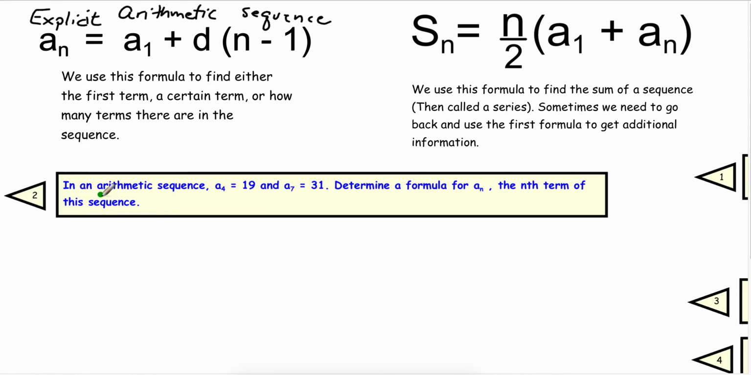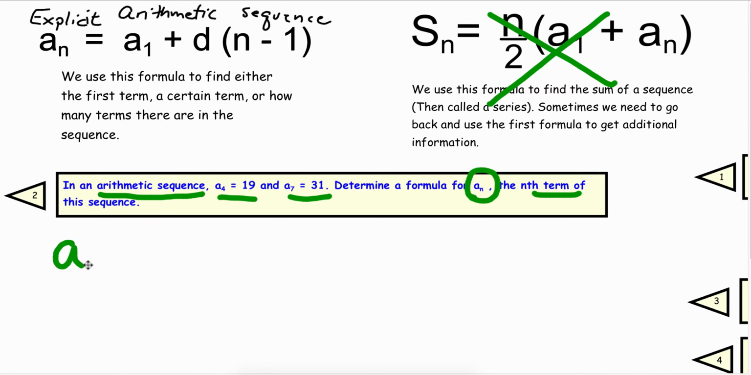In an arithmetic sequence, the fourth term is 19 and the seventh term is 31. They want us to again determine the formula for the nth term. They didn't ask me to add anything up, so I'm using the explicit formula. And once again, to find any term, I start with the first term and I add on differences. In fact, I add on n minus 1 differences.